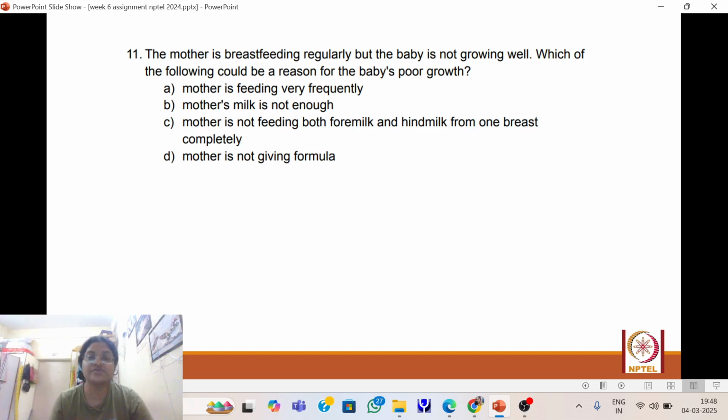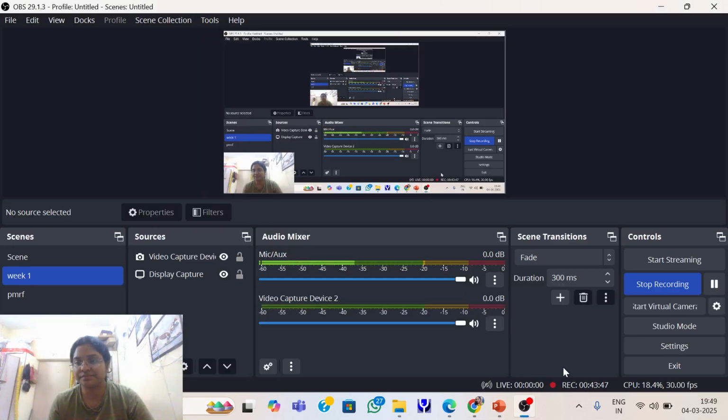The mother is breastfeeding regularly, but the baby is not growing well. Which of the following could be a reason for the baby's poor growth? Mother is feeding very frequently. Mother's milk is not enough. Mother is not feeding both foremilk and hindmilk from one breast completely. Mother is not giving formula. Start answering.